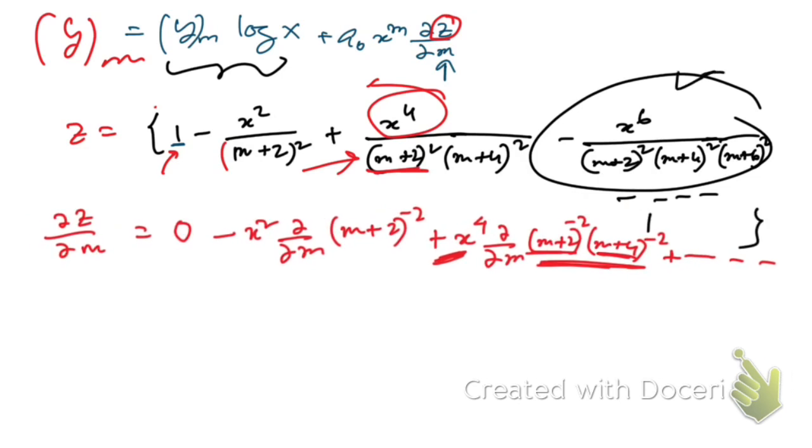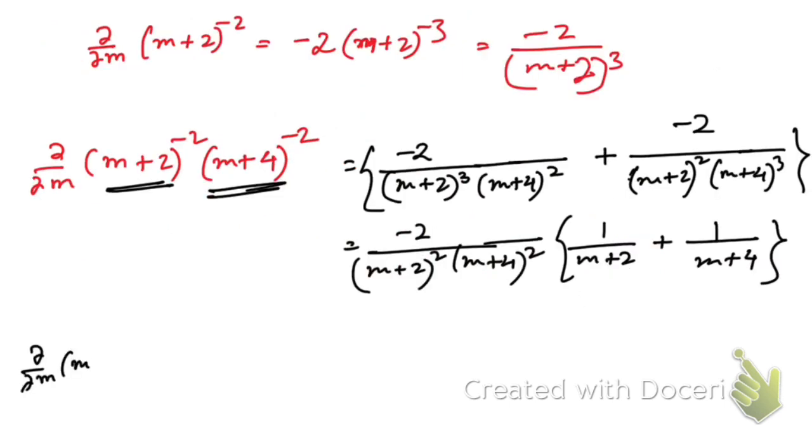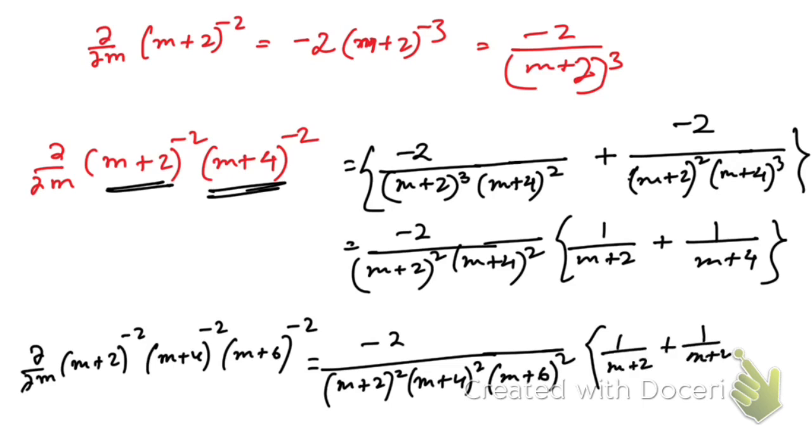If you differentiate this term, then here you're gonna have minus x to the power 6 del m of m plus 2 whole to the power minus 2, m plus 4 whole to the power minus 2, then m plus 6 whole to the power minus 2. Right, if you differentiate this part, del m of m plus 2 whole to the power minus 2, m plus 4 whole to the power minus 2, and m plus 6 whole to the power minus 2, if you use the product rule, then here the common part will be minus 2, m plus 2 whole square, m plus 4 whole square, and m plus 6 whole square. Then within the bracket you're gonna have 1 by m plus 2, 1 by m plus 4, and 1 by m plus 6. That's how you're gonna get this result.